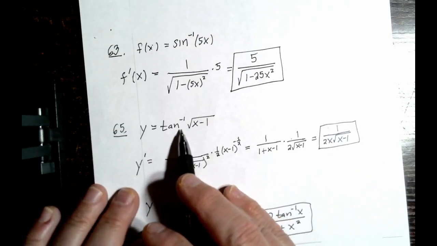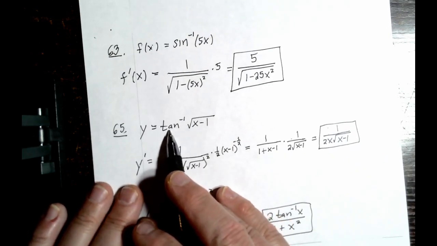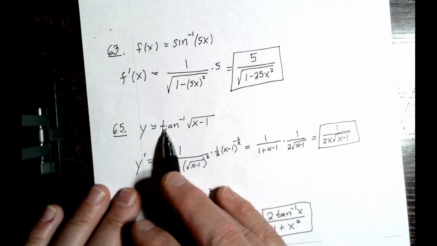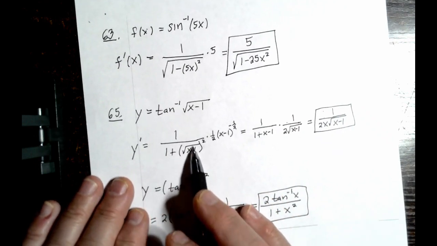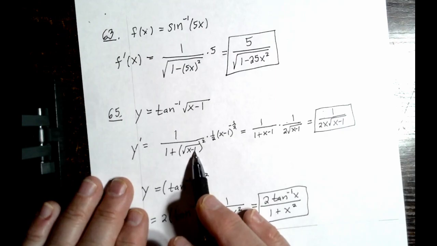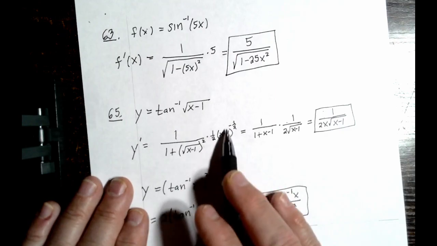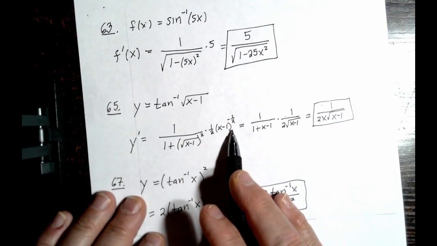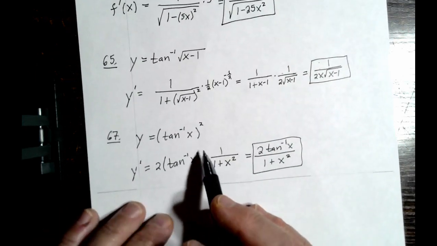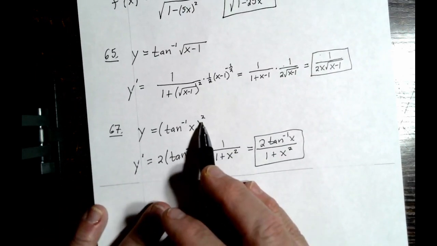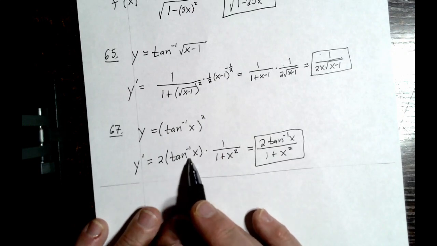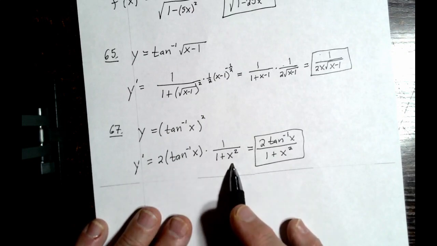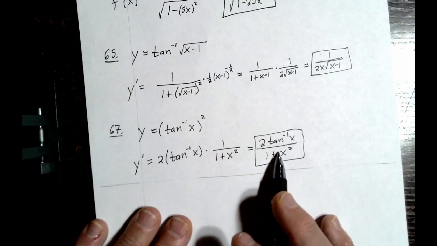This one, again, we know the formula for tan inverse of x, not tan inverse of the square root of x minus 1. So in place of what you would put x, you put square root of x minus 1 and follow it with the derivative of the square root of x minus 1. This one you're going to have to use the chain rule, so you're going to have to bring the 2 out front and subtract 1. And then you got to follow that with the derivative of tan inverse, which we know what it is. And then when you simplify it, you get this as your answer there.